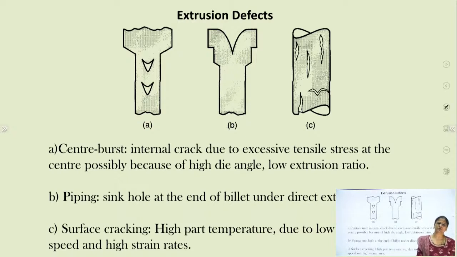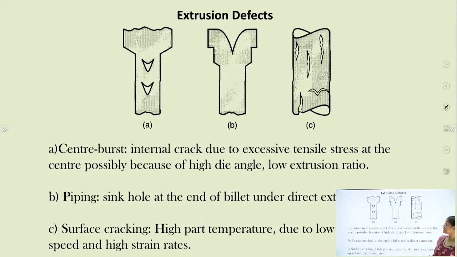Some common defects of extrusion are center burst, piping and surface cracking. Center burst refers to the internal cracks in the extruded material due to the excessive tensile stress at the center, possibly because of high die angle and low extrusion ratio.